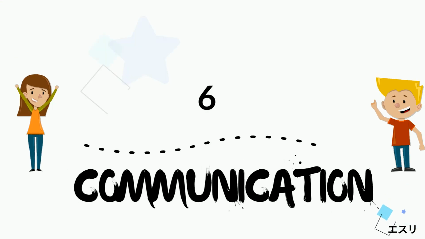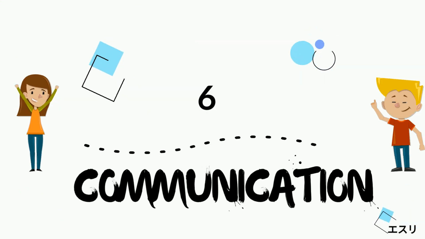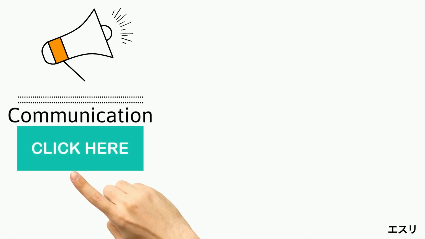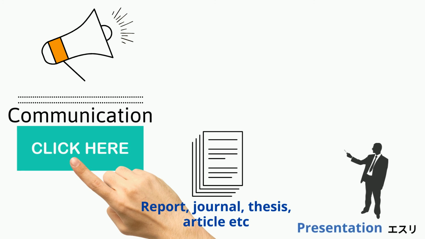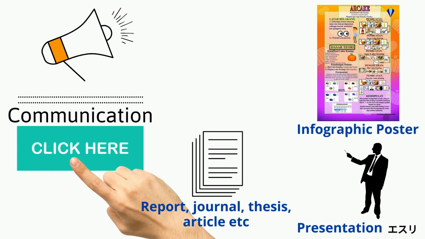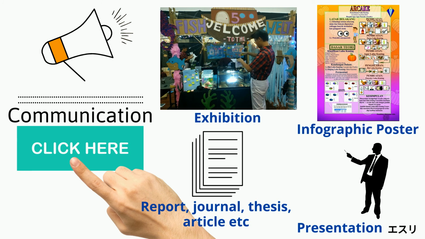6. Communication. Last step in scientific method is communication. This step which researchers share information about his or her proven hypothesis to society by writing journal, doing presentation, showing the research on exhibition or infographic poster.